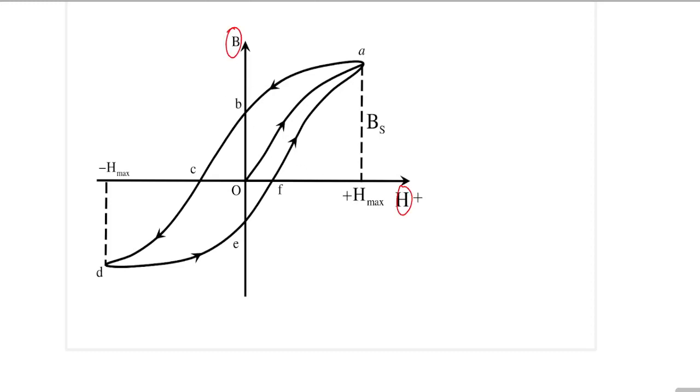Just learn this graph. To understand this, imagine that we have a magnetic material and we place it in a magnetic field. For example, think of a ferromagnet. If we place a ferromagnet in a magnetic field like this, the dipoles will be aligned along this direction, and it is said to be magnetized.